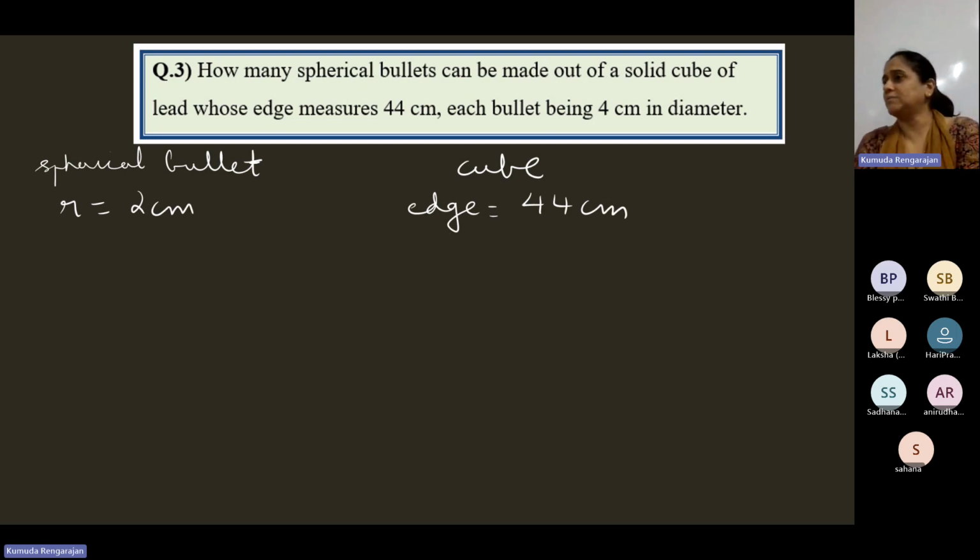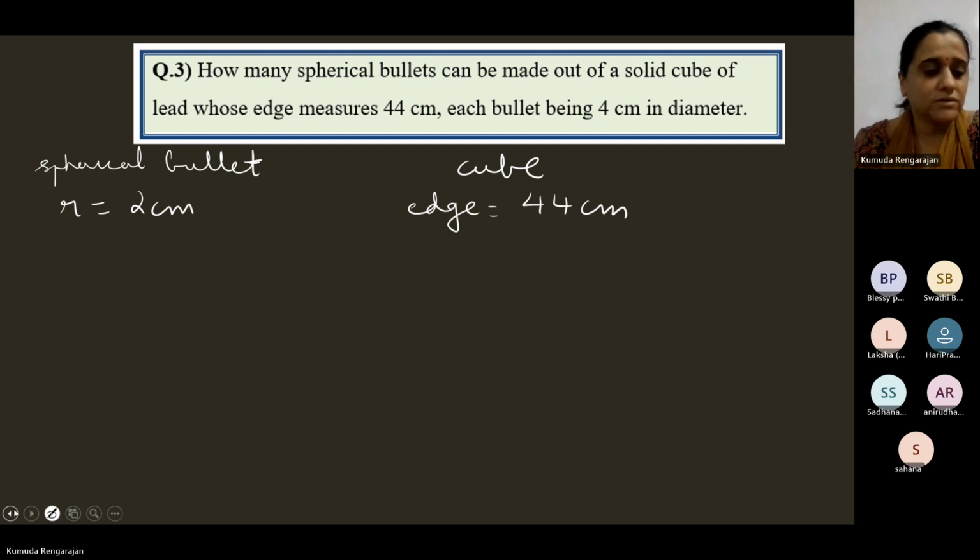So we don't know how many bullets can be made. That means there is one cubical block of lead, and from that many spherical bullets are made. How many bullets can be made is the question. So the volume is the same. Volume of the cube is equal to the volume of all the spherical bullets. So let n bullets be formed. Okay, I think you got it. Please work this.